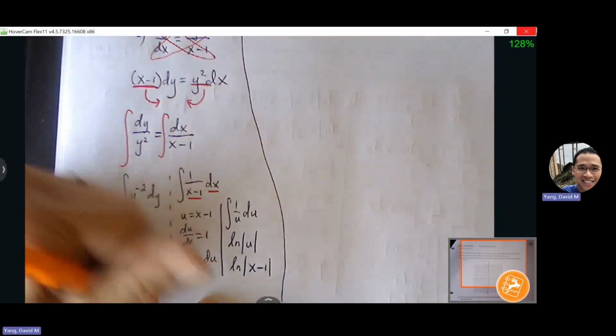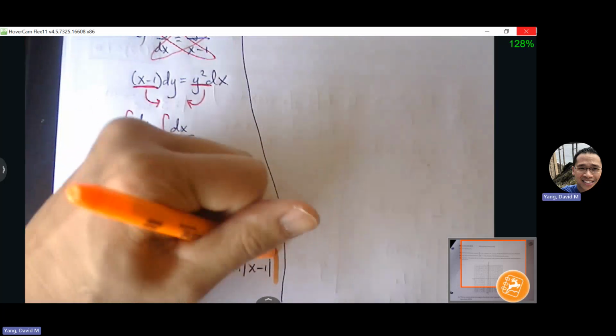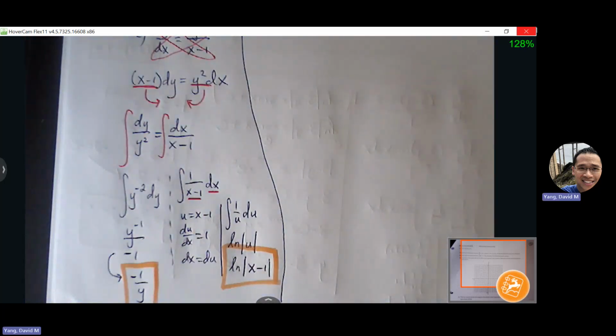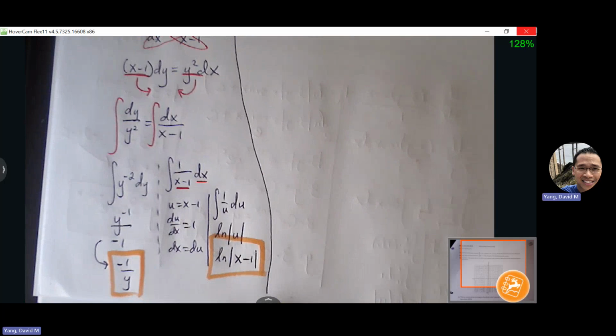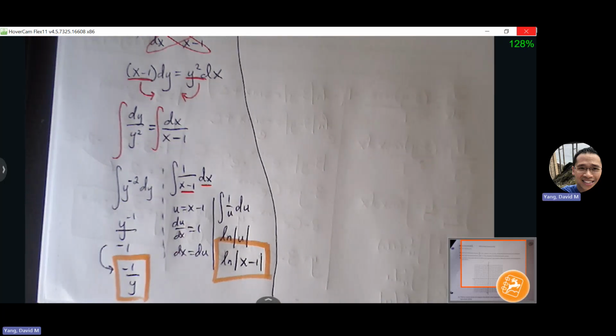Okay, so here's the result of my left side. Here's the result of my right side. We'll set them equal to each other. The plus c will show up, and then we can begin thinking about how we can solve for c and solve for y.